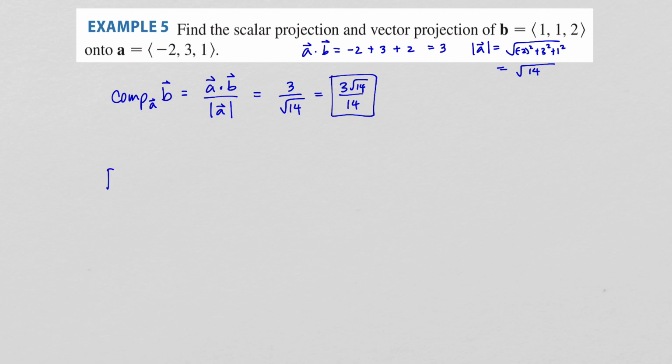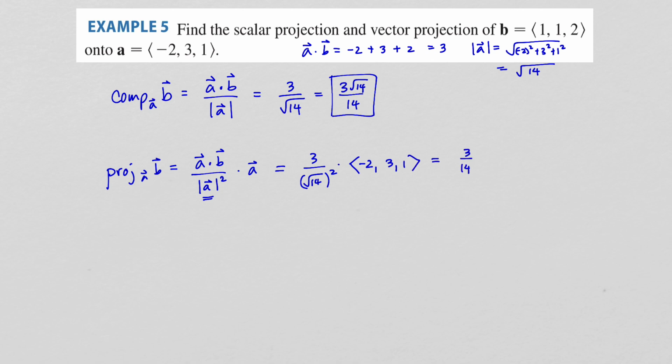Now, to find the vector projection of B onto A, we use the formula: the dot product of A and B divided by the magnitude of A squared, and then multiplied by the vector A. Now, we don't have to redo all the work here. We already know the dot product is 3. We already know the magnitude of vector A is the square root of 14. Now we are going to square that, and then we're going to multiply that by the vector A, which is negative 2, 3, and 1. So this is 3/14 multiplied by the vector negative 2, 3, and 1.